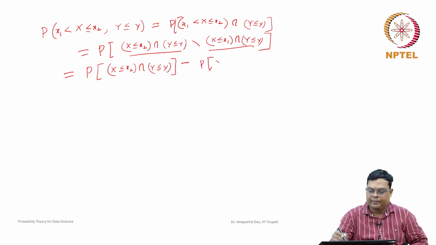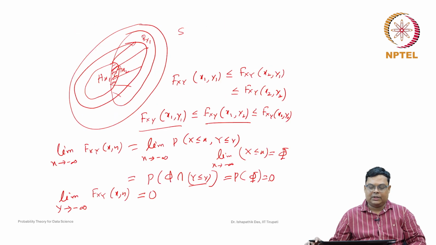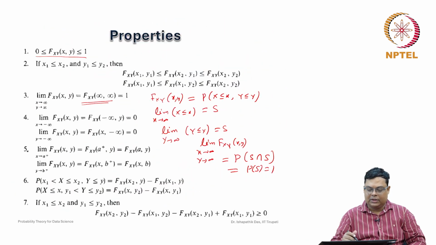minus the probability of x ≤ x1 intersection y ≤ y, that is, the probability of B minus the probability of A. So, this is nothing but P(x ≤ x2, y ≤ y) minus P(x ≤ x1, y ≤ y). By the definition of the joint cumulative distribution function, this is F_XY(x2, y) minus F_XY(x1, y). So, that we have proved. This is one of the properties we wanted to prove. So, this is the proof.